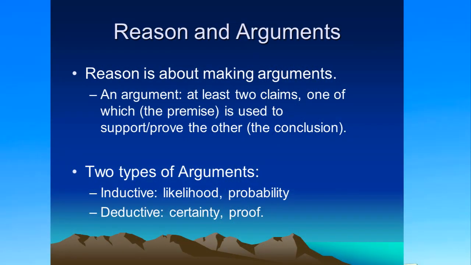So you can see in the definition of an argument, it says at least two claims, one of which is used to support or prove the other. Now arguments come in two forms, where the conclusion is either guaranteed, it's proven by the premises, that would be deductive, or where the conclusion is probable, is made likely based on the premises, and that's the inductive argument. Premises just means the reasons given, right? The premise is the reason. The conclusion is the thing being supported or proven by the premises. So those are the basics.